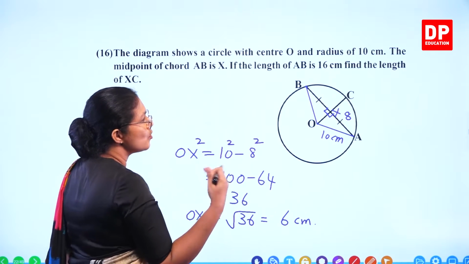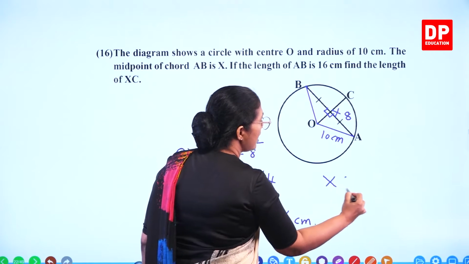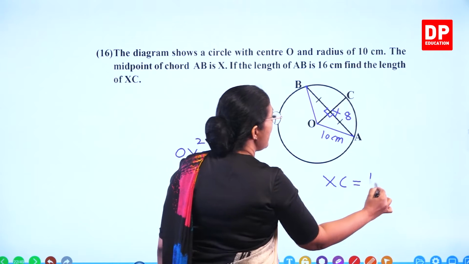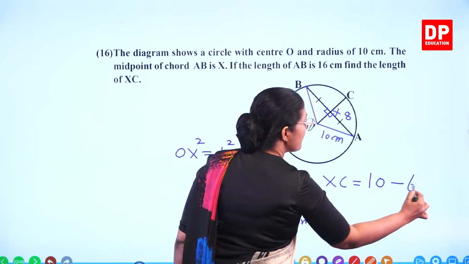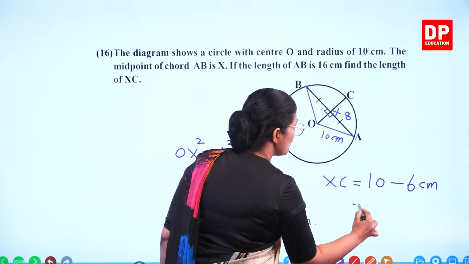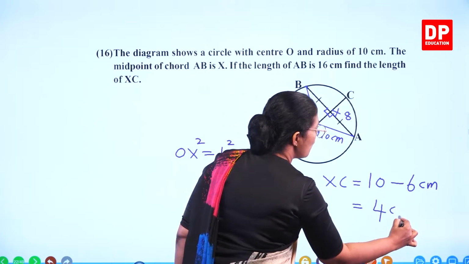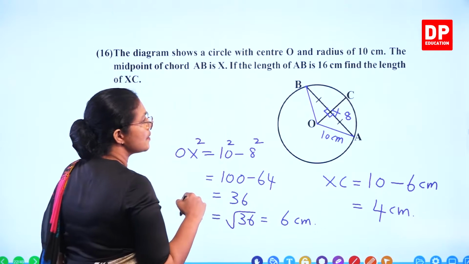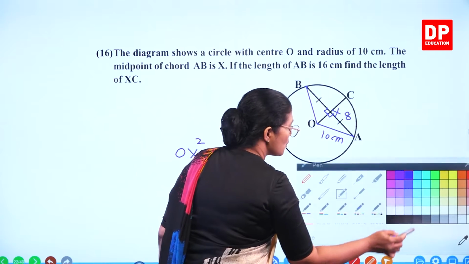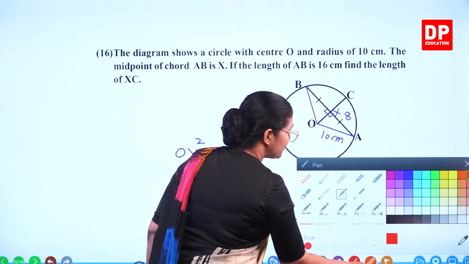We know OX is 6, but OC is the radius. That's 10. So what is XC? XC is the radius minus the value we got. So XC should be 4 centimeters. So you get 2 marks for that.